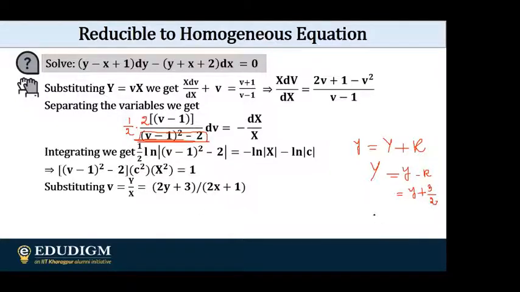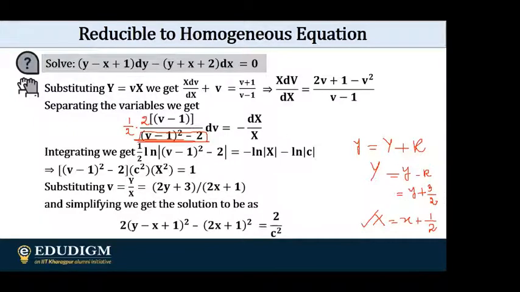And similarly, you can see that capital X will be x plus half. So I'm putting all the possible values here. I'm putting this capital X as this, and V equals this one. And this is what you're going to get. Okay, I have compactified it here.